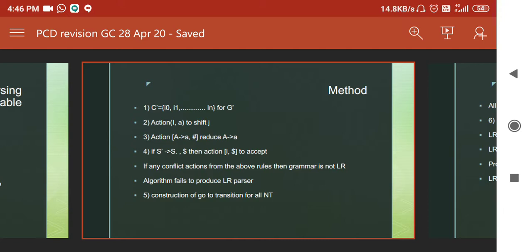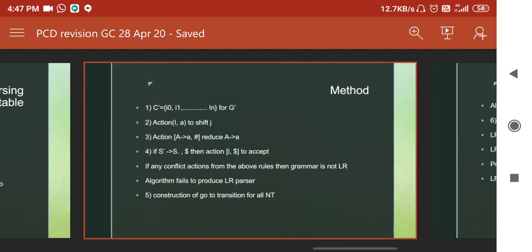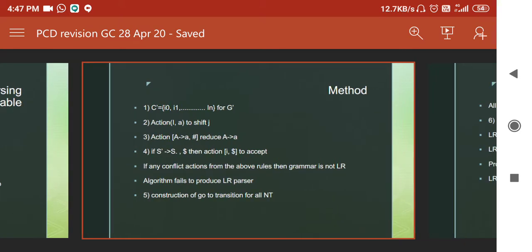Here we mention the start state, or initial state, as S dash. Since we are using the augmented grammar G dash, we have to mention the start state or initial state as S dash. So in the construction of the canonical LR parsing table, we have to use G dash to refer to the augmented grammar, and S dash to refer to the initial item or start item.